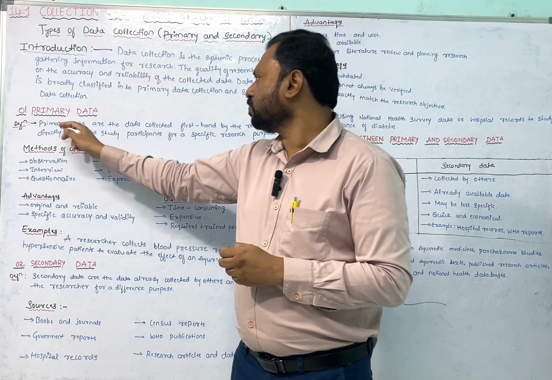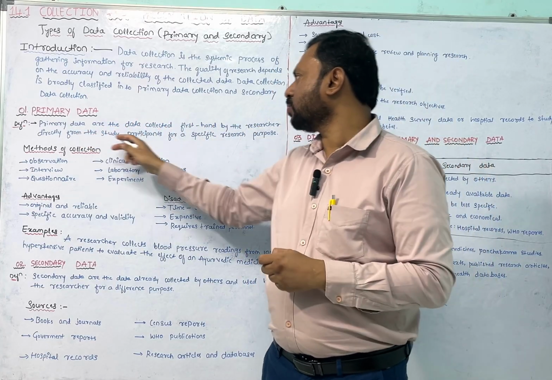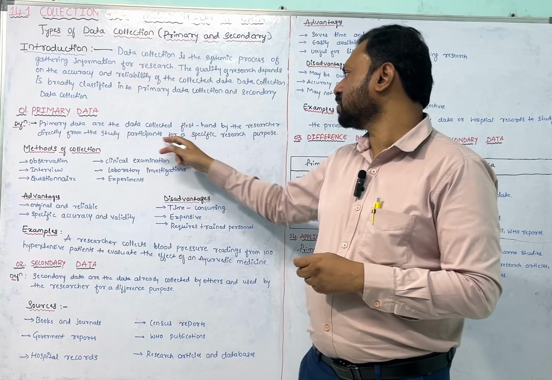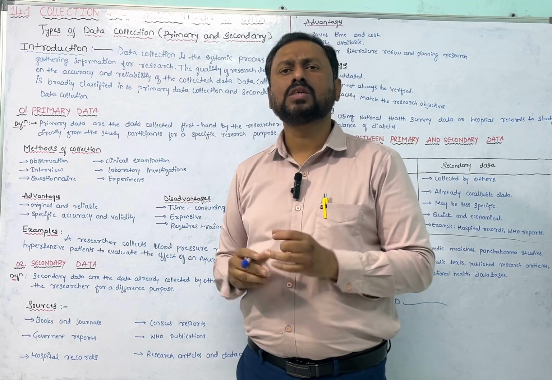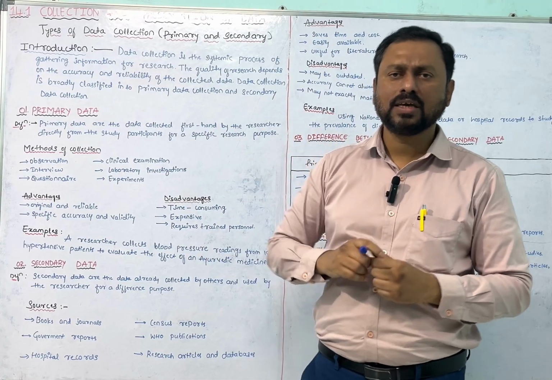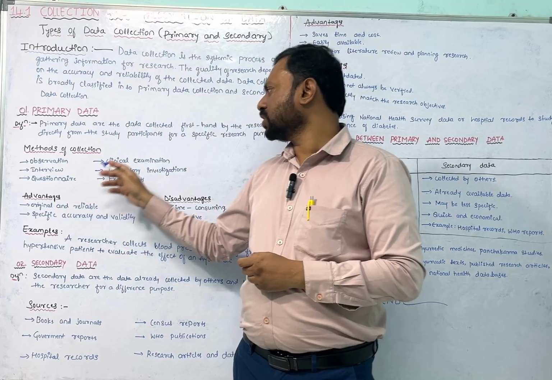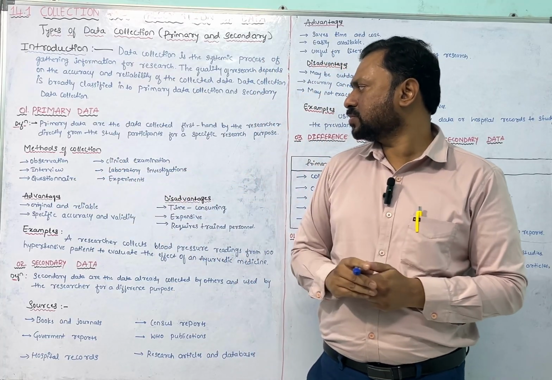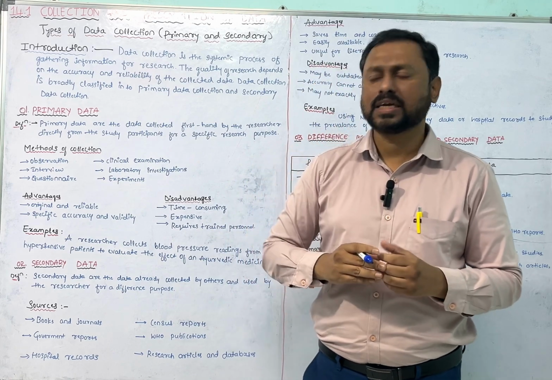Primary data is the data collected first hand by the researcher directly from the study participants for the specific research purpose. For the specific research purpose, the researcher himself or an assistant is collecting the information, that is called primary data. The methods of collection are observation, interview, questionnaire, clinical examination, laboratory examination and experiments. All these are the methods we are using for the collection of the data.